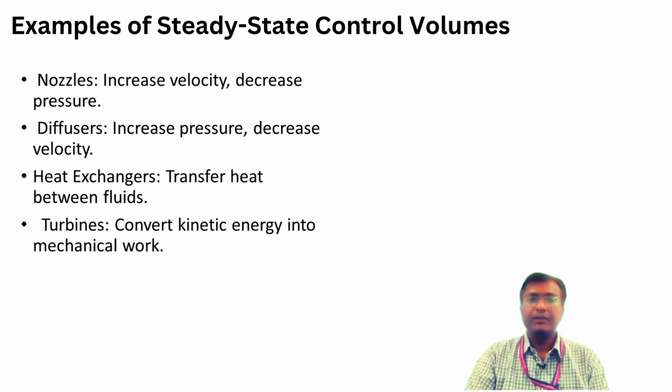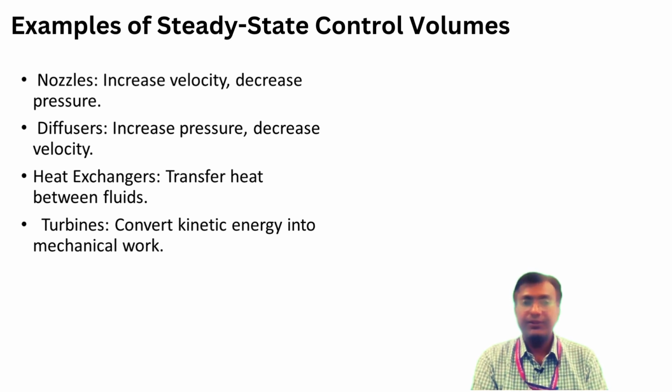Now we will see certain examples of steady state control volumes. First are the nozzles, which are used for fluid acceleration, for example rocket nozzles. Next are the diffusers, which are used for fluids to decelerate and raise their pressure, for example in jet engine inlets. Next are the heat exchangers, which are used to transfer heat between fluids without mixing, for example car radiators. Next are the turbines or compressors, which are used for conversion of energy between work and fluid enthalpy.